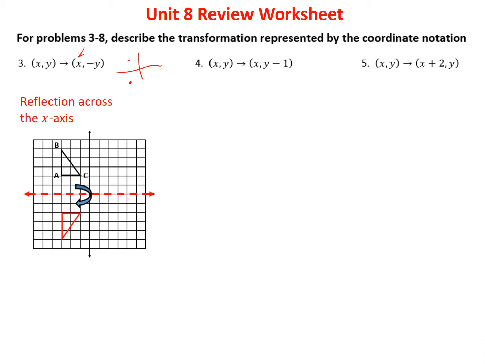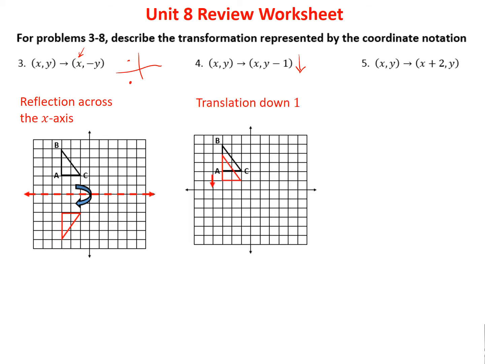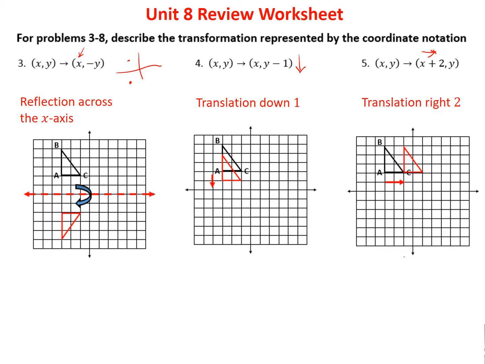On the next one, notice x stays the same, but y goes down 1. So this is a translation down 1. In other words, you see ABC, everything moves down 1. In number 5, y stays the same, but x goes right 2. Positive for x is going to go right 2. So this is going to be a translation right 2. And it looks kind of like this. Notice every point moves over 2. That's a translation right 2.